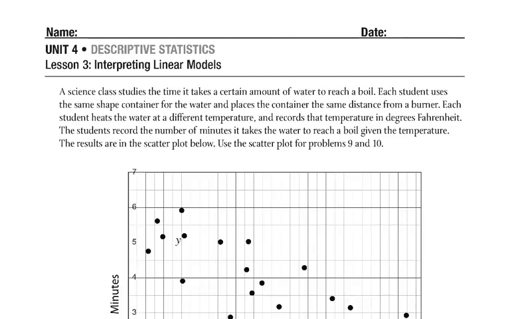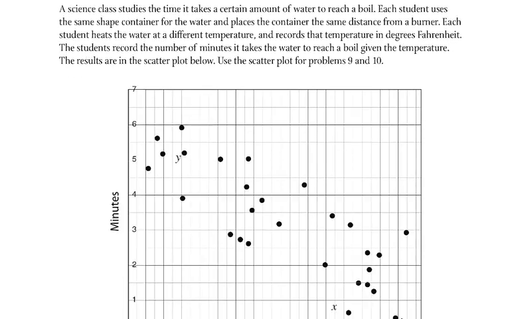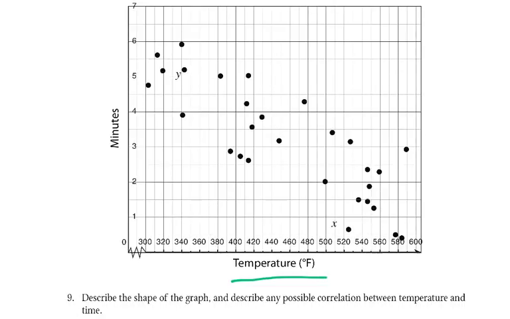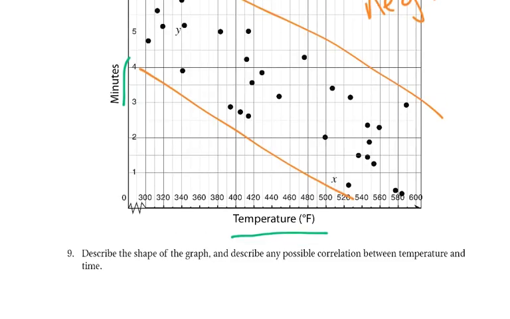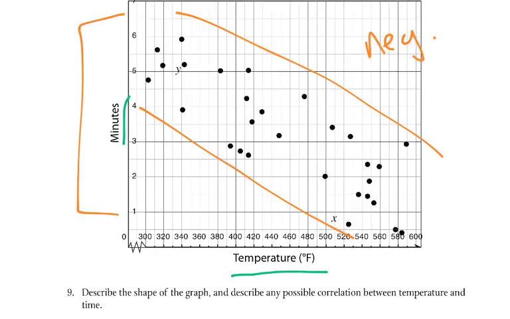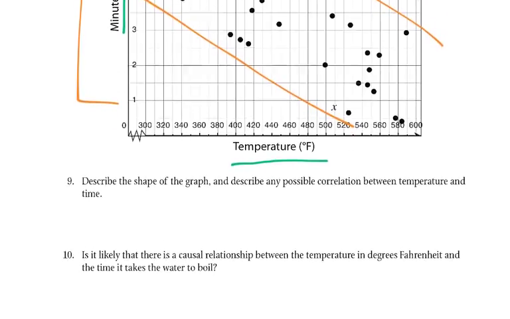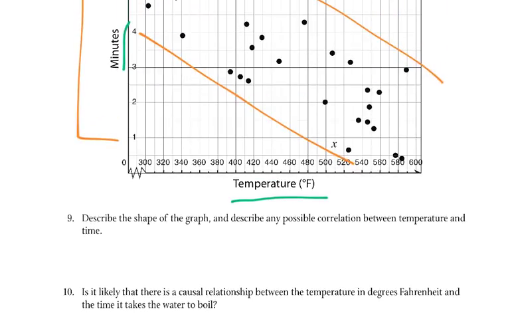Okay? So last two. A science class studies the time it takes a certain amount of water to reach a boil. So we've got the temperature to reach boil, how many minutes it took. Okay, so we look at this. It's definitely a negative correlation, because it's going down. It's kind of clustered, a little spread out, but these are very small numbers, so I'd say that's pretty close together. So I would say there's probably a pretty high correlation in the negative, so a strong negative correlation.